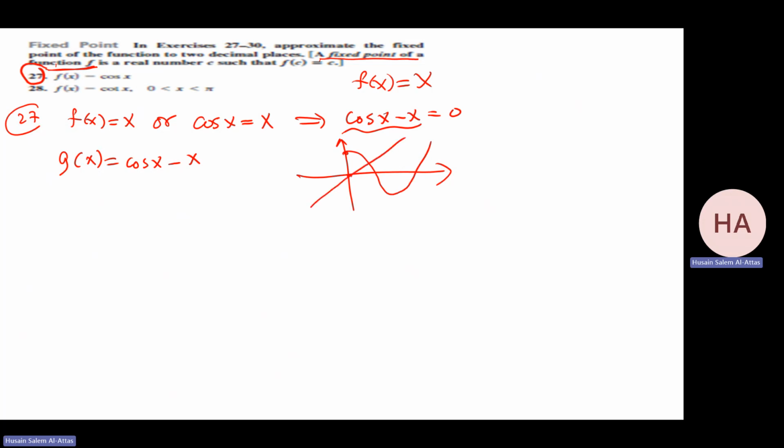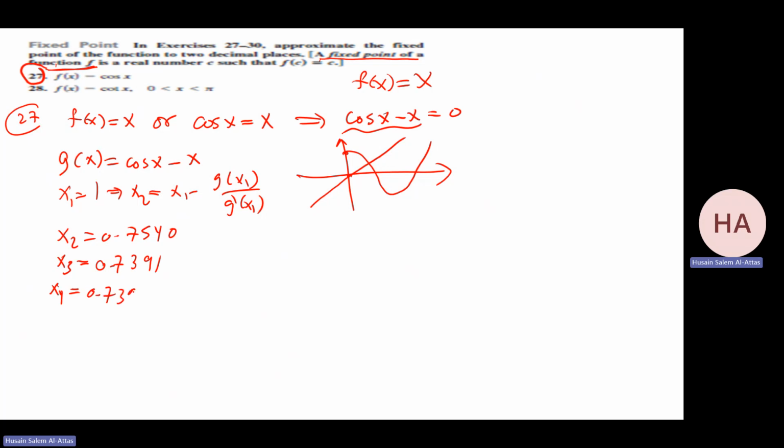So what will be my starting point? I will start with x1 equal 1. You plug it into x2 equal x1 minus g of x1 over g prime at x1. You get what? x2 will be 0.7540. x3 will be 0.7391. x4 is 0.7391. This is what I want to find a good approximation.